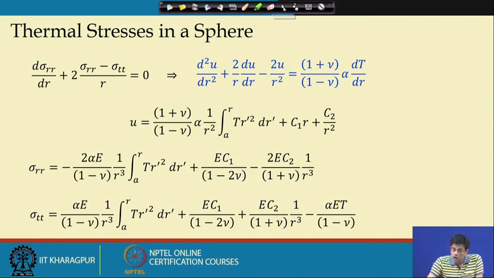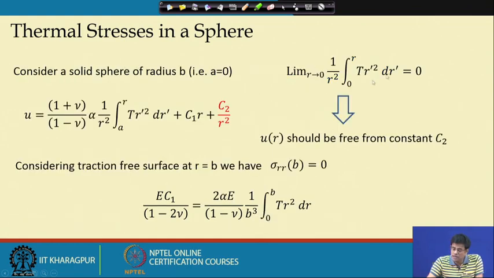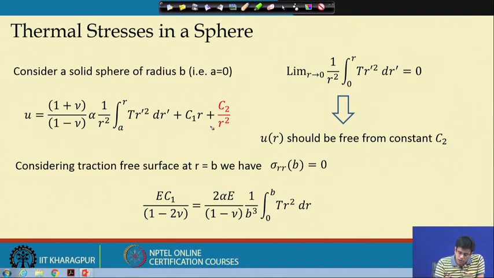Now again, likewise in the previous case, if I assume it is a solid disk, then this limit goes to 0, and then C2 can be 0. So, this quantity I can remove from the displacement expression. Once I assume it is a solid disk, that means A equals 0 essentially.